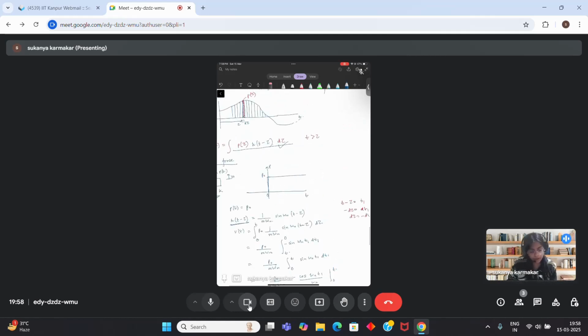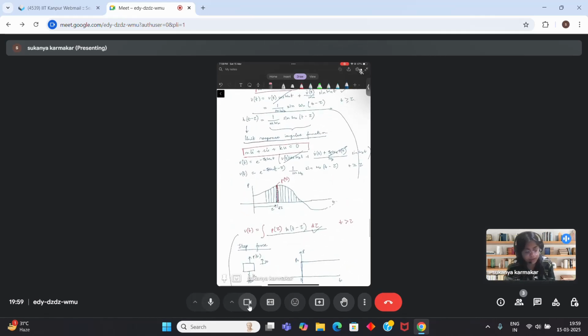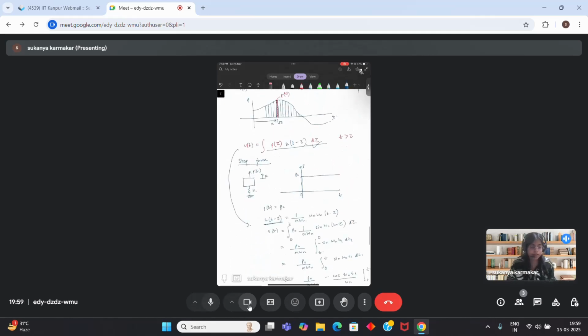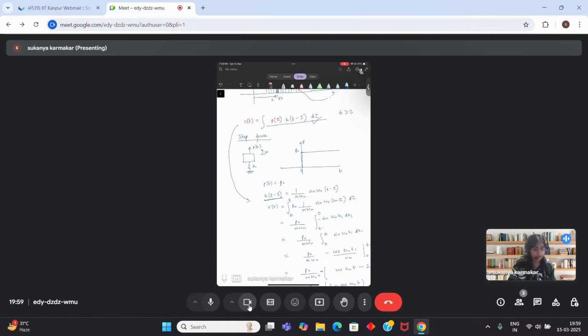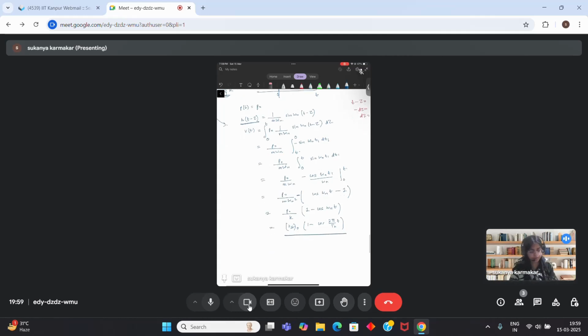What is the name? I keep forgetting the name. Unit impulse response function. If you use this unit impulse response function and do this integration, you will directly get the answer. I'll also use the classical method and I'll show you, we'll get the same answer.